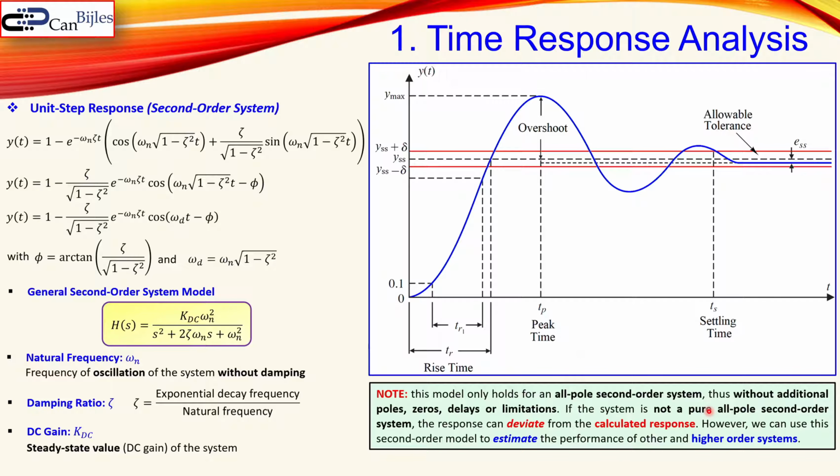If you have an additional pole or additional zeros or delays or any other limitations, this model will not work for that. You can still use it to have some estimate, but there can be some deviations and great differences between the actual model and what you have.